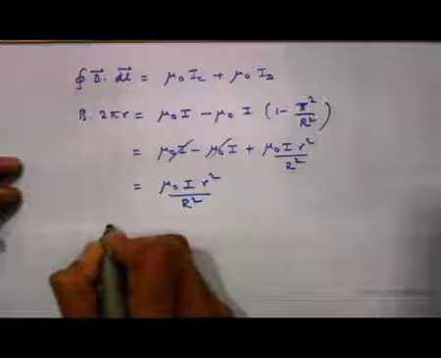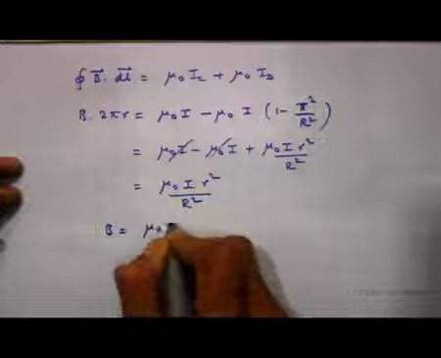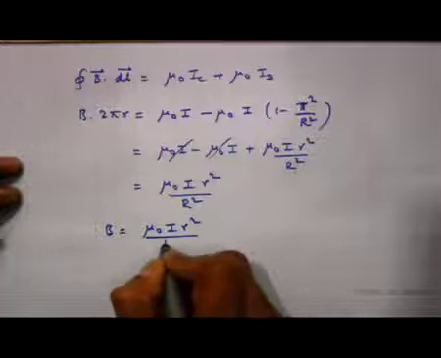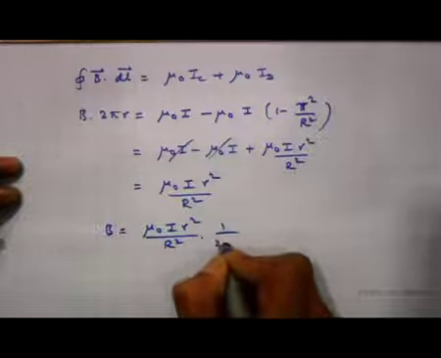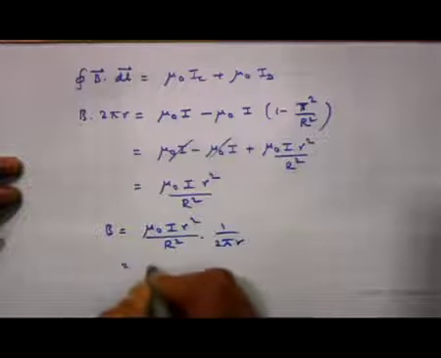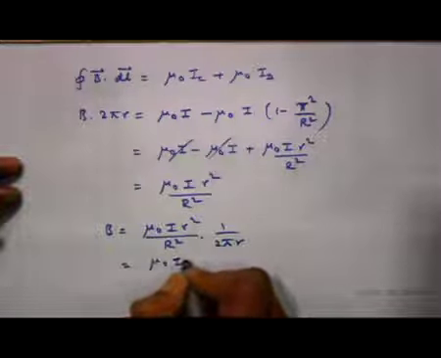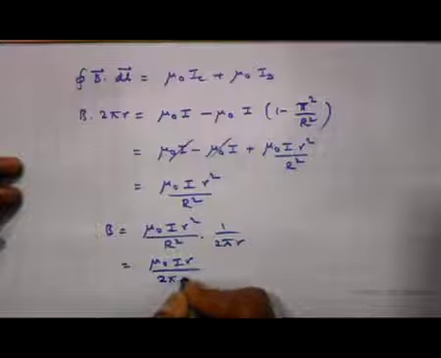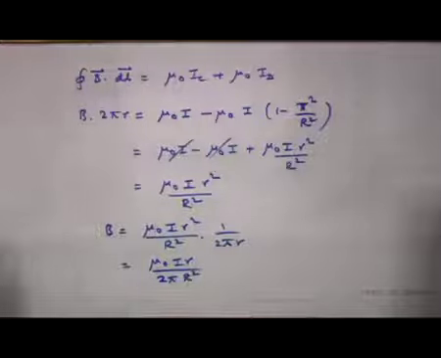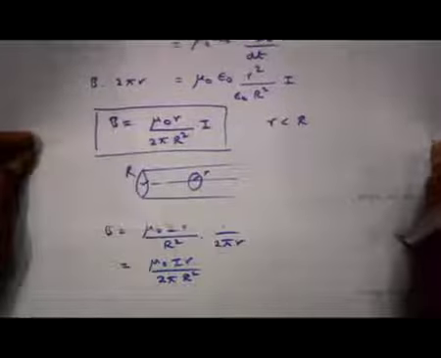So, B becomes equal to mu naught I small r square by capital R square into 1 by 2 pi r, which is equal to mu naught I r by 2 pi R square. So, let me compare this with what we had obtained earlier for the position r less than R, and that is the formula here, mu naught I r by 2 pi R square, exactly the same equation.